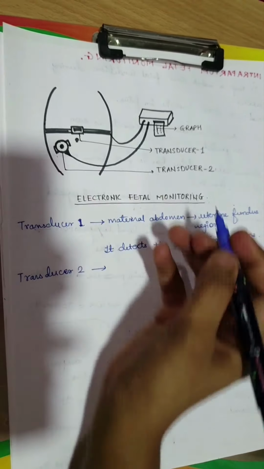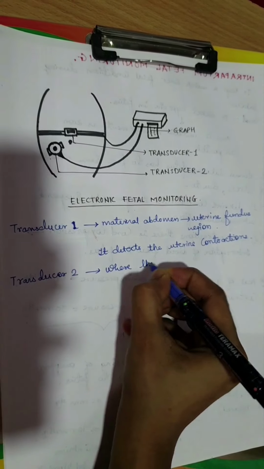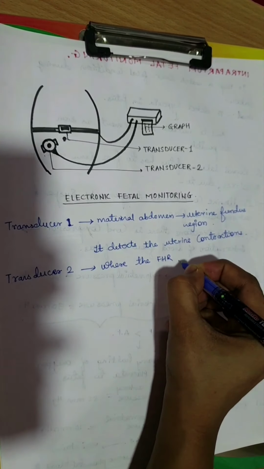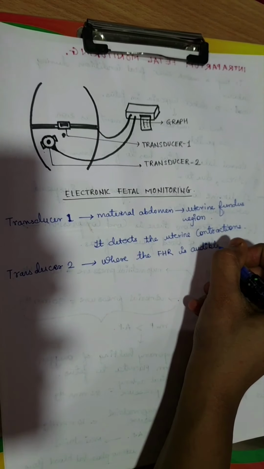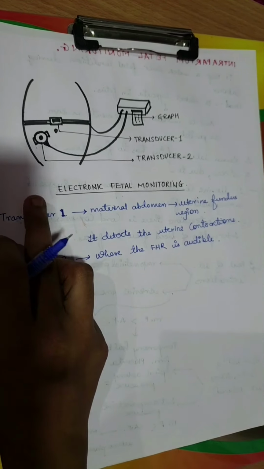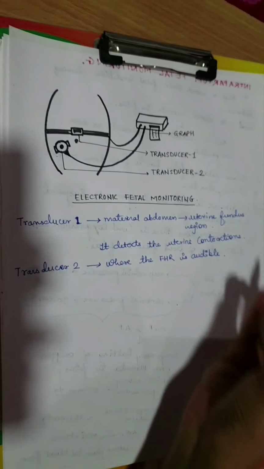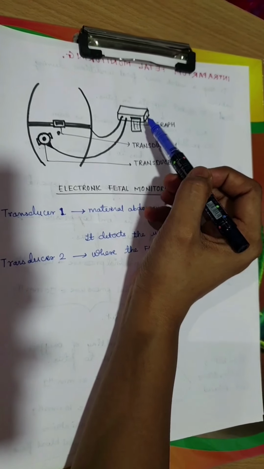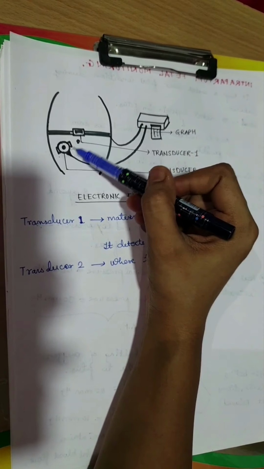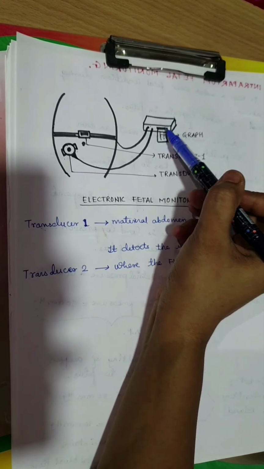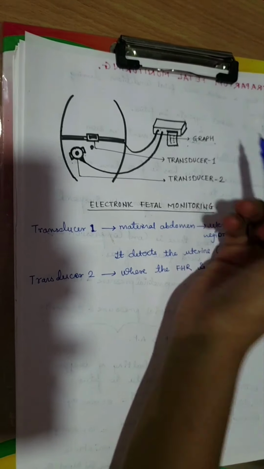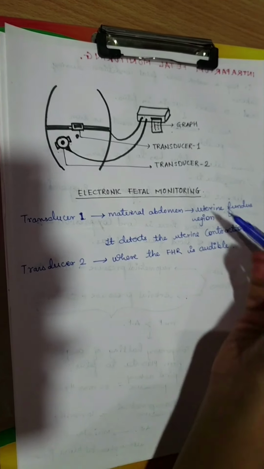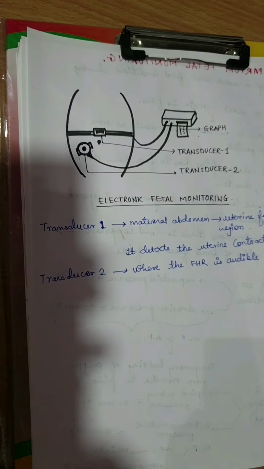Okay. So transducer 2 is where the fetal heart rate is audible. It has to be placed where the fetal heart rate is audible. And then this is the machine and this is the graph, and these two transducers are connected, and then there is interpretation which we find over the graph, the fetal heart rate with respect to the uterine contractions.